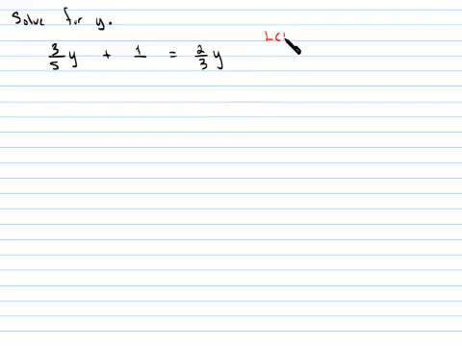So I'm going to write here my LCD between a 5 and a 3 here. The LCD would be 15. 15 is a multiple of both numbers 5 and 3. Now it doesn't have to be 15 like I mentioned. You could use 30, you could use 45, you could use any number that's a multiple of the 3 and the 5, so long as that number will divide those out. So I'm going to go with 15.